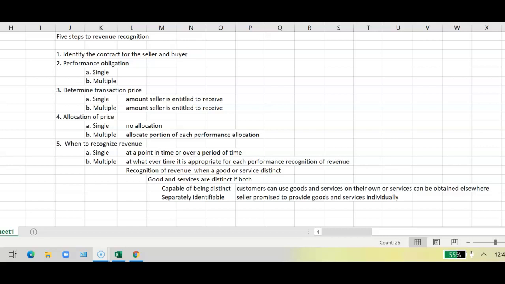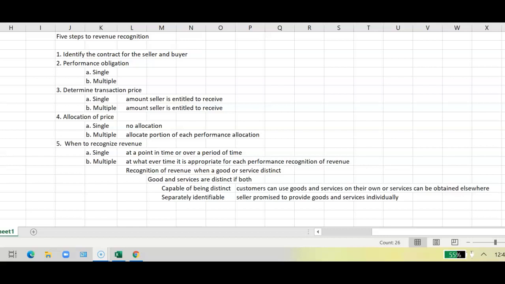And there are 2 types of performance obligations. One with just a single obligation, or there can be a multiple obligation. How do you determine the transaction price? Whether it's single or multiple, it's the amount the seller is entitled to receive from the customer.